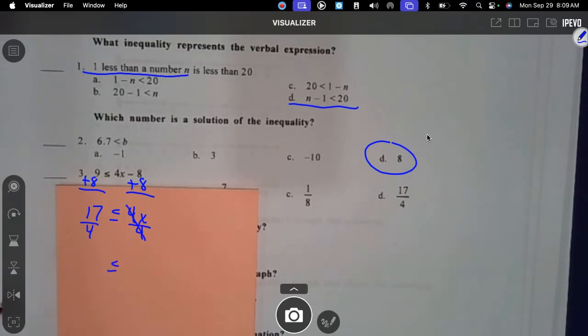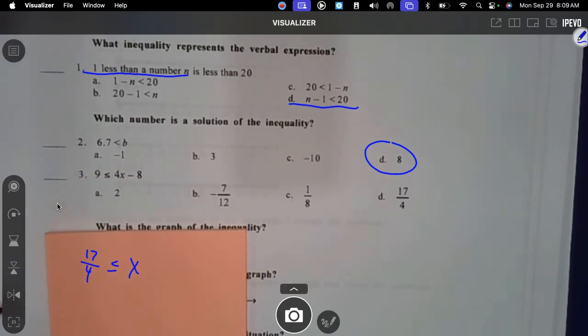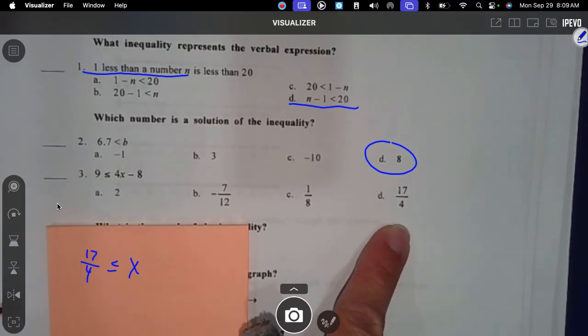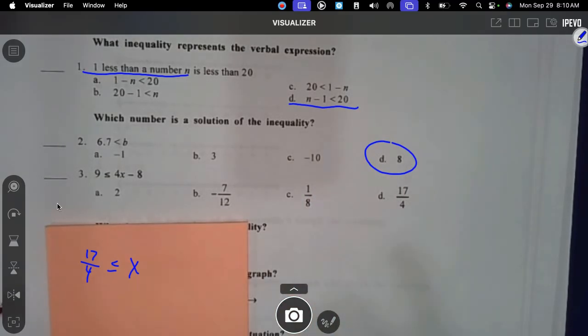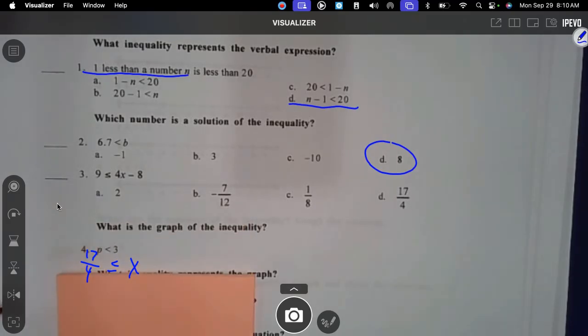Oh, I was supposed to plug them in. I did it wrong. Anyway, we'll try it. I get x is a number that's bigger than 17 over 4, or equal to. Greater than or equal to 17 over 4. Do y'all see your answer? It's D. Okay. This one, I probably will take this one off there and put one where we'll solve it like that, okay? So it'll be kind of like what I did just to solve it.